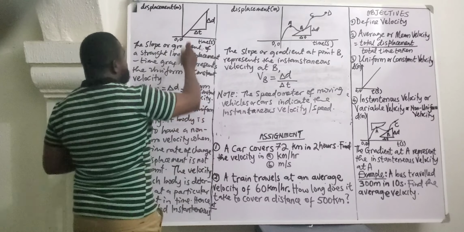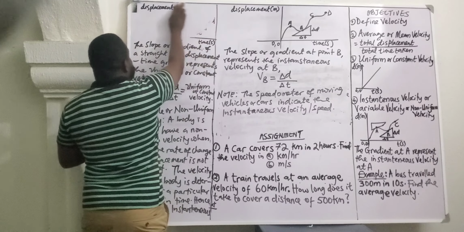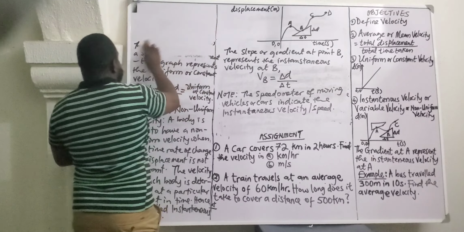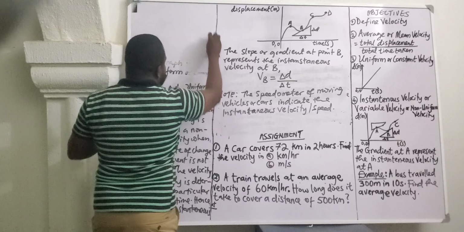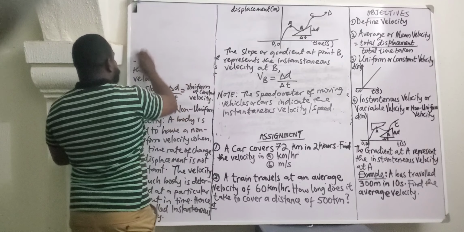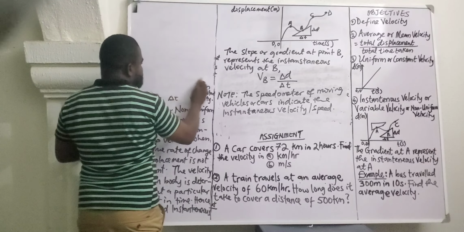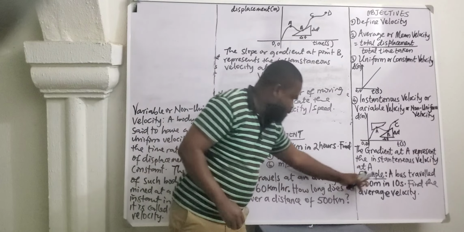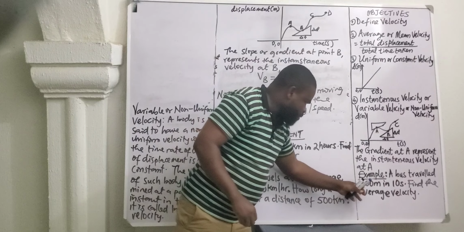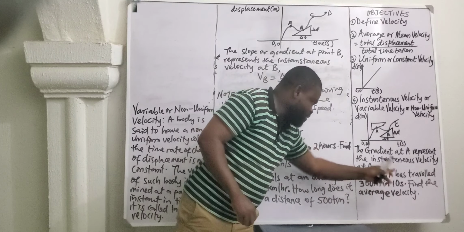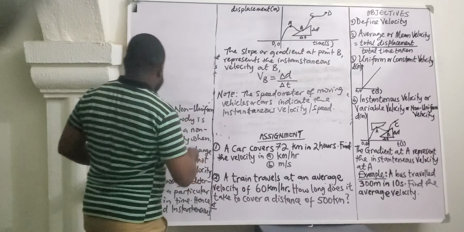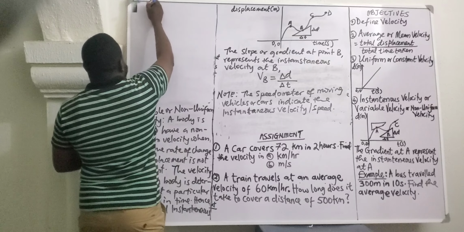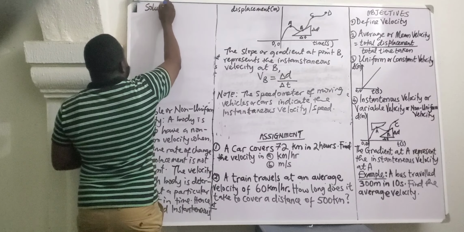Once again, all these velocities have the same unit, meter per second, the SI unit, and other units such as kilometer per hour, centimeter per second. They are all units of velocity. Now let's take the example. A bus travels 300 meters in 10 seconds. Find the average velocity. Good and fine. So, solution to example.